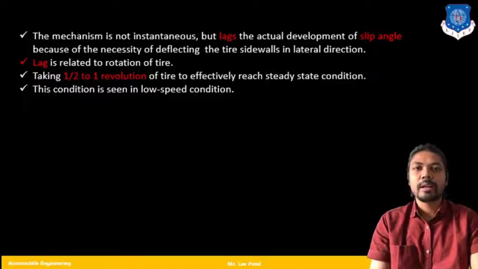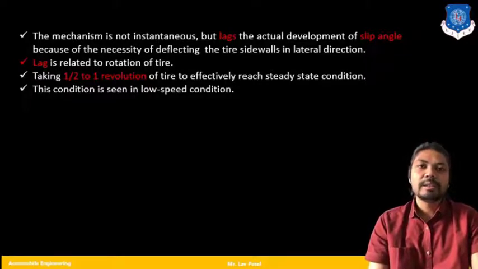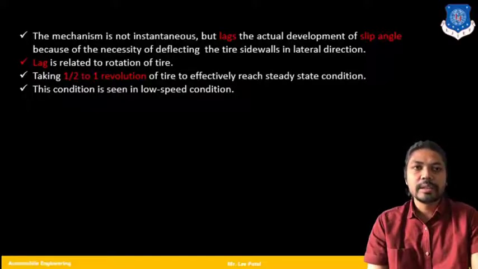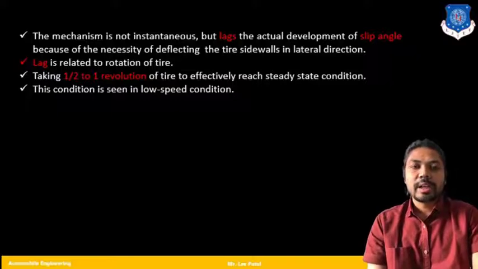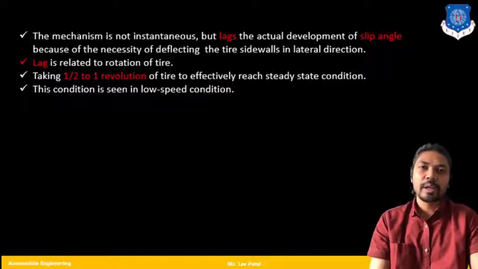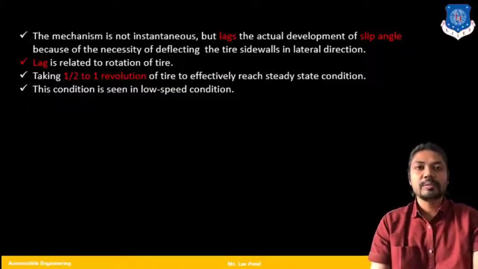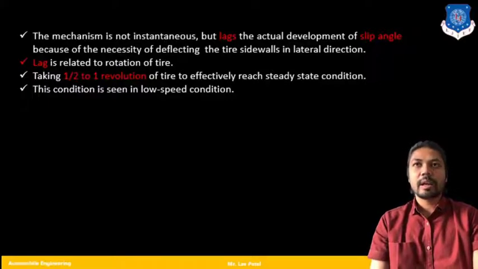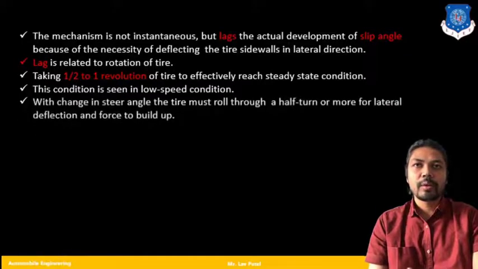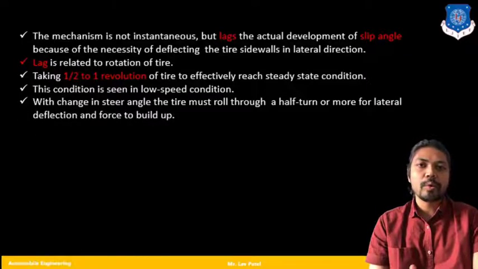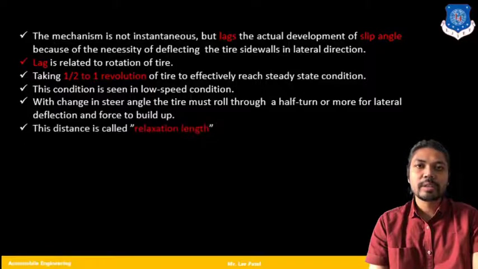So we can say that at half or one revolution of the tire, it is a steady state condition, or we can say that this condition we can see in low speed condition. While we are moving further or increasing the speed, with the change in steer angle, the tire must roll through half a turn or more, and from that the lateral deflection is going to happen and force is going to build up.